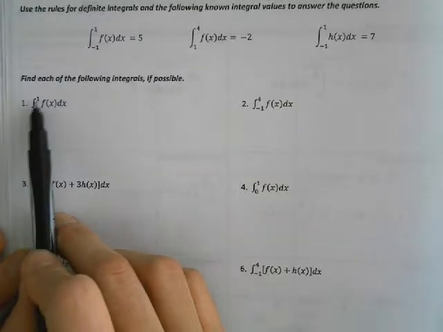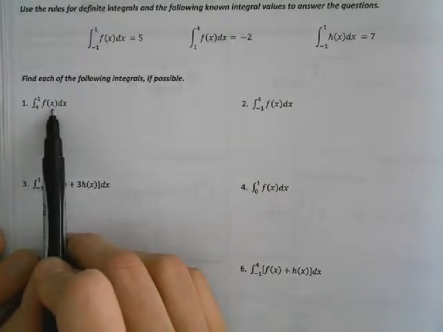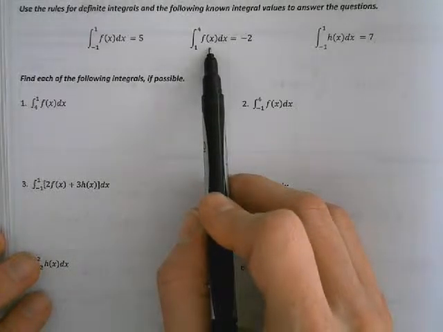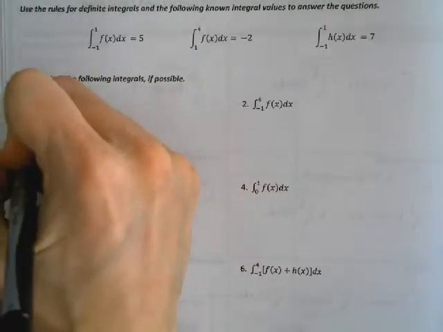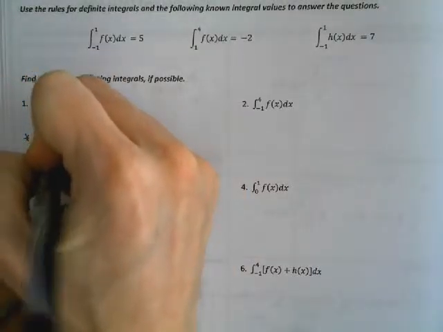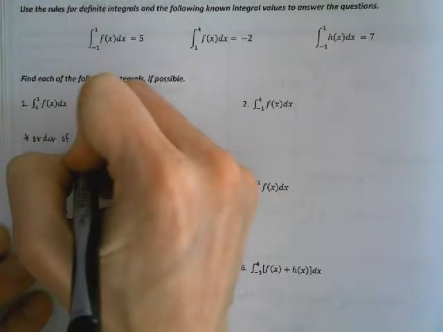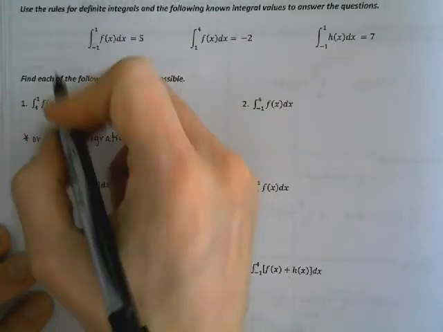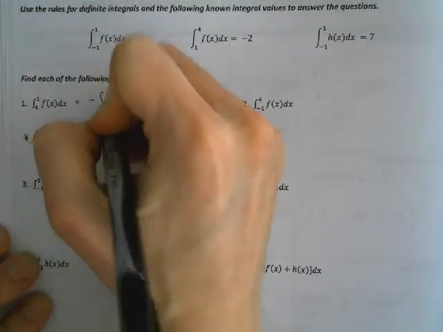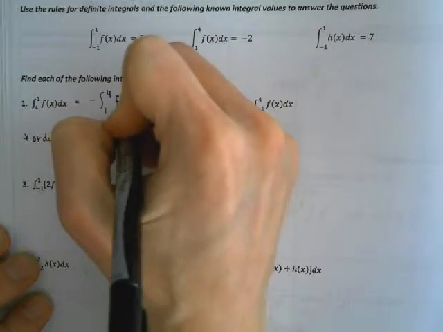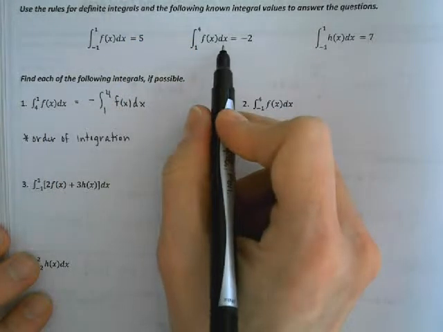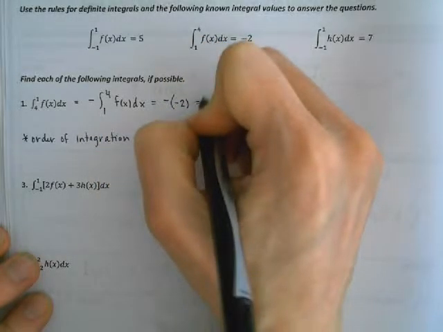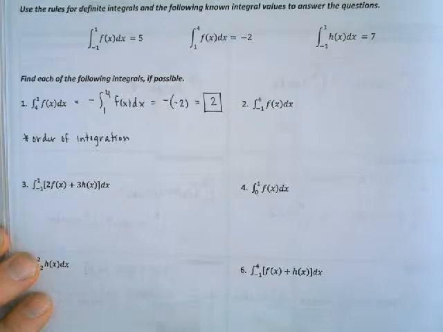So if I want to find the integral from 1 to 4 of f of x dx, I notice pretty quickly that it's a lot like this one, except that order has been changed. So we're going to use our order of integration property. I'm just going to make a note there in case you're looking back. So that's order of integration. And what that tells us is that this is just going to be the opposite of the integral from 1 to 4 of f of x dx. I know that value is a negative 2. So I have opposite of negative 2, and that gives me a value of 2 for that integral.